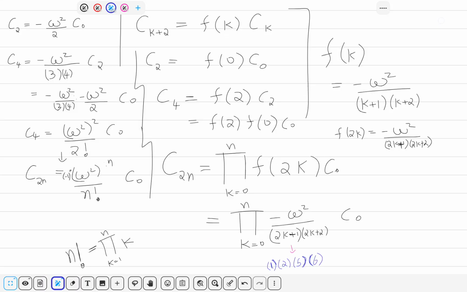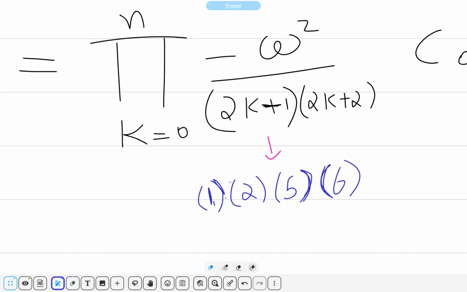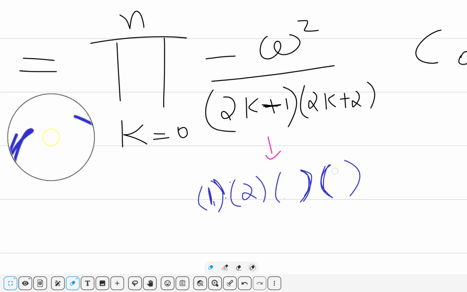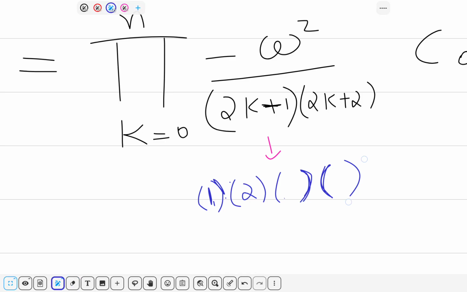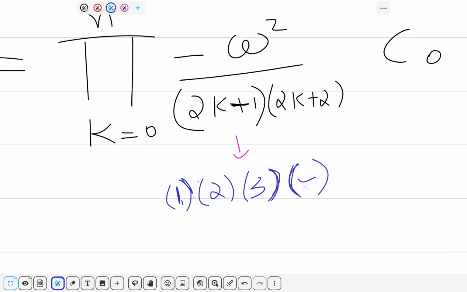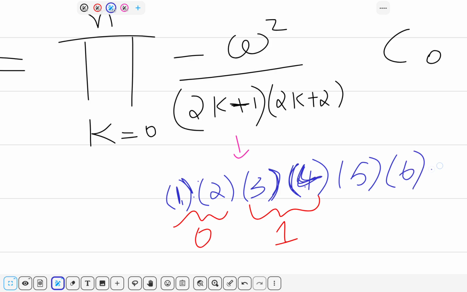Okay, I am overthinking. So I have to start from 0, right? When I do 0, it will be 1 times 2. When I substitute 1 now, it will be 3 times 4. Then when I substitute 2, no, I have to substitute 3 now. What am I doing? This is for 0. Okay, my pen is not working, and that's making me a little anxious. Now if I substitute 2, it will be 5 times 4, 5 times 6, and so on.